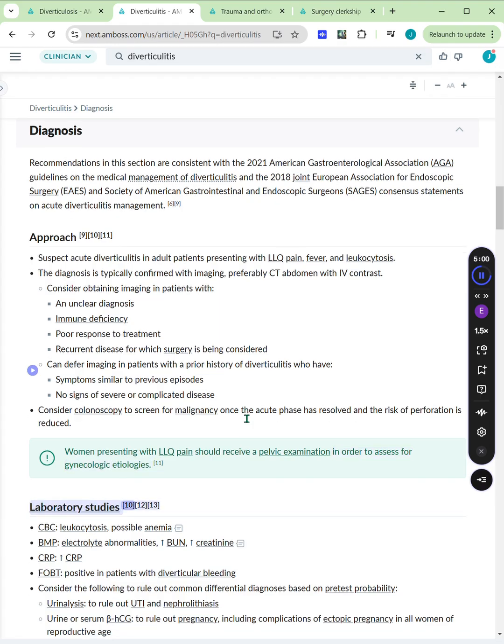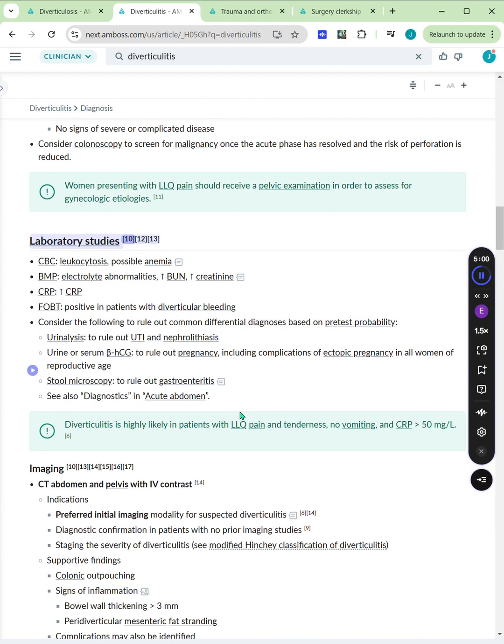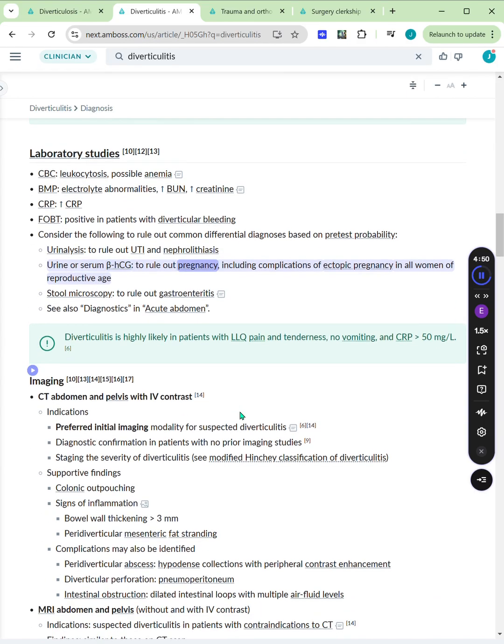Laboratory studies: CBC, leukocytosis, possible anemia; BMP, electrolyte abnormalities, BUN, creatinine; CRP; FOBT, positive in patients with diverticular bleeding. Consider the following to rule out common differential diagnoses based on pretest probability. Urinalysis, to rule out UTI and nephrolithiasis. Urine or serum beta hCG, to rule out pregnancy, including complications of ectopic pregnancy, in all women of reproductive age. Stool microscopy, to rule out gastroenteritis. See also diagnostics in acute abdomen.